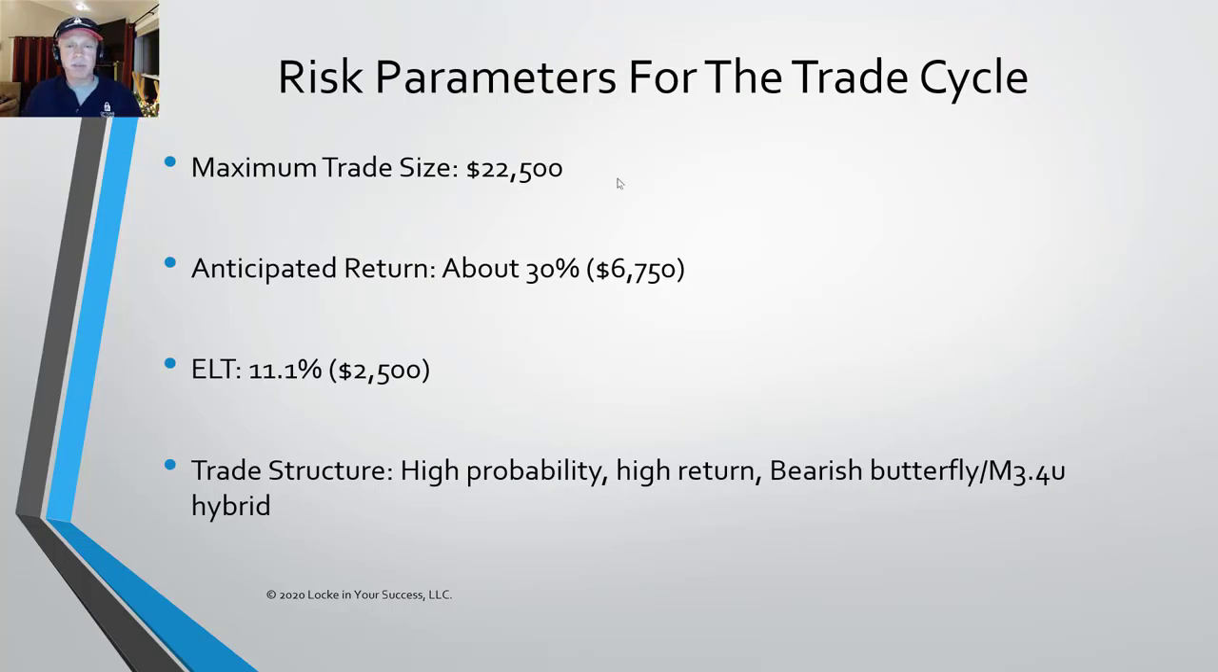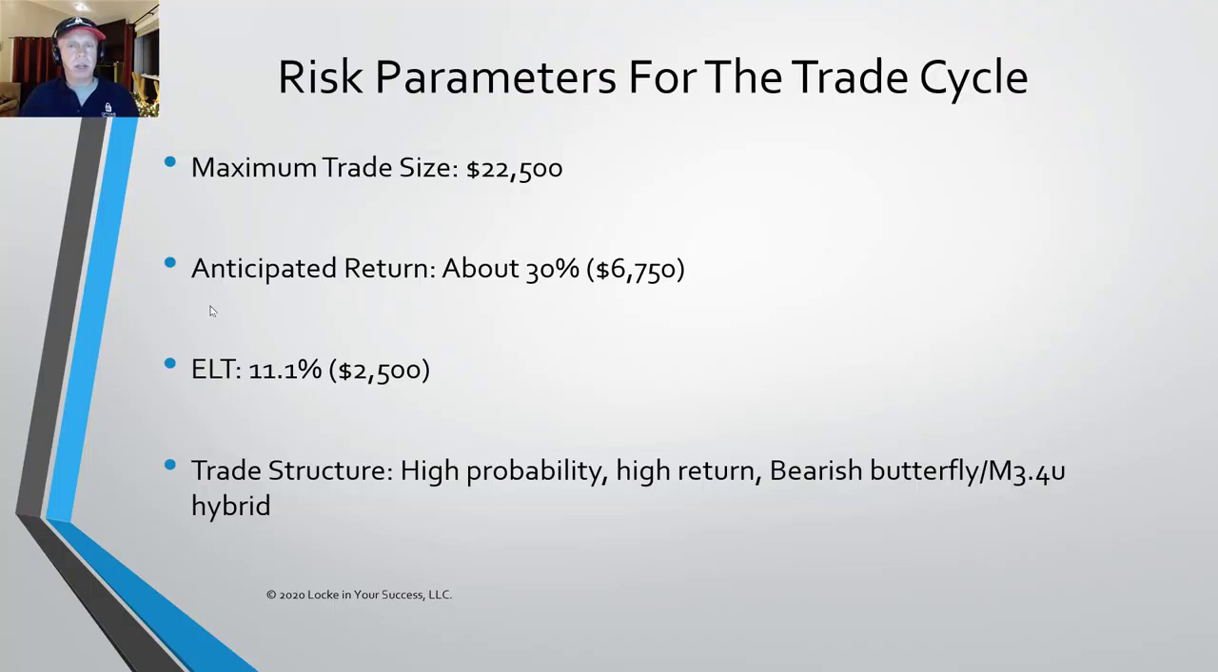Our maximum trade size, by the way, 22.5, makes our exit loss trigger $2,500. And I don't really have a profit target with these. If the market's going well and the trade's going really well and we're up 30%, and I look at the probabilities and the market's behaving the way I think it's going to, it hasn't shown me any surprises, and my risk and price movement is still very mild, then I may hang in here.